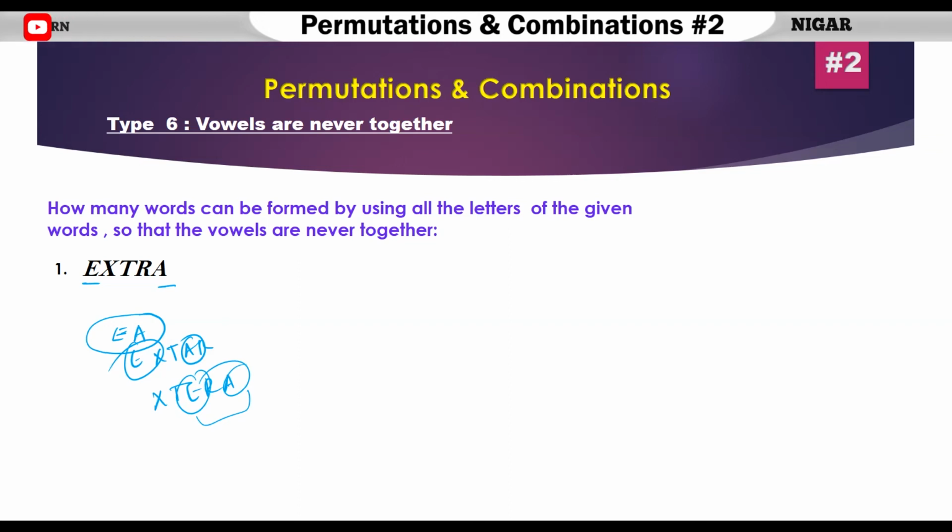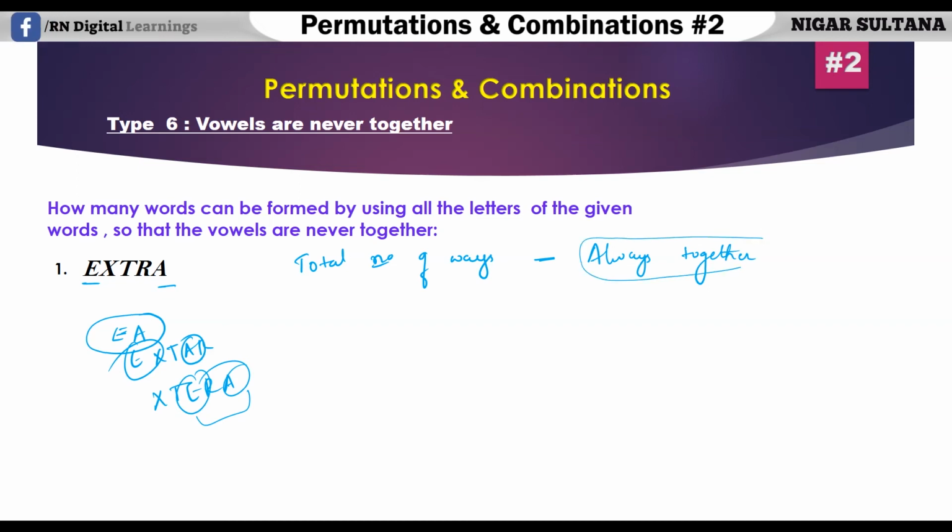So now what is the way of calculating when the vowels are never together? When the letters are never together, the easiest way is to first calculate the total number of ways minus always together. In our previous type we have seen the number of arrangements when the vowels are always together. So whatever value we get, subtract it from the total ways.